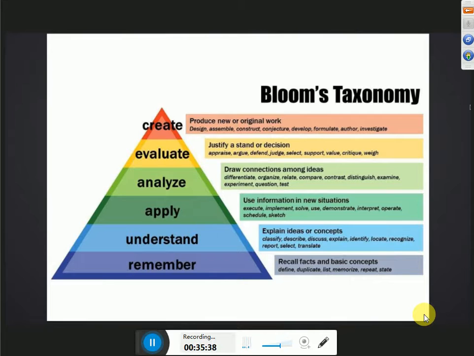So that's the goal. And then they evaluate. We actually do those. And in capstone classes, we try design, assemble, construct. That's the create. But the question is, how do you bring that higher level into lower level classes like solid mechanics? So that's the goal here. Okay, go to the next slide.